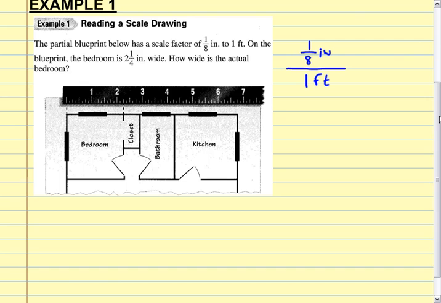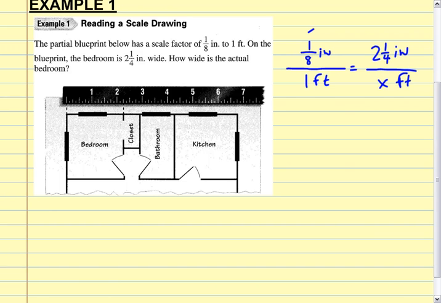On the blueprint, the bedroom is 2 1/4 inches wide. So I write, the blueprint stuff goes on top, because that's what I did over here, and on the bottom is the actual dimensions. How wide is the actual bedroom? Well, we don't know. It's going to be x feet, though.